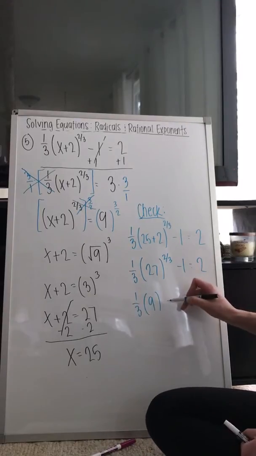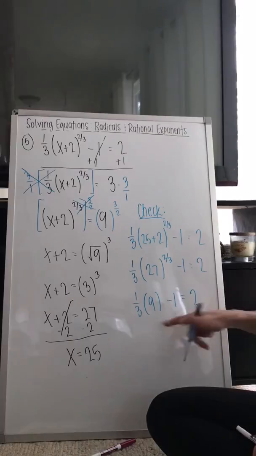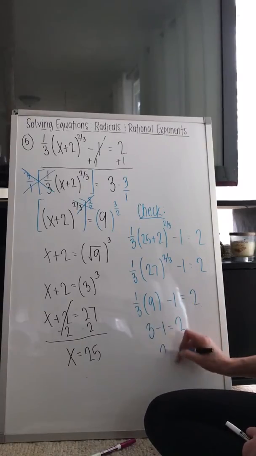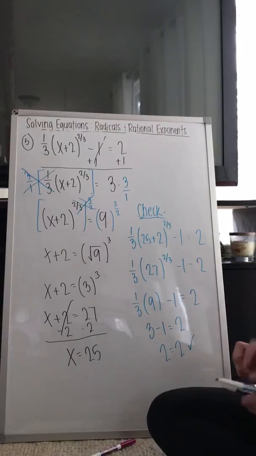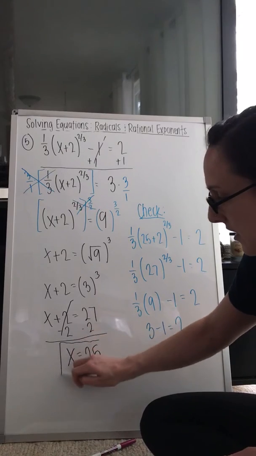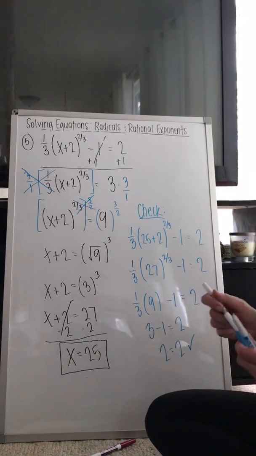So 1/3 times 9 minus 1 is equal to 2. 1/3 times 9 is 3, minus 1 equal to 2. That is going to tell me that 2 is equal to 2. That means that x equal to 25 is a solution of this equation.